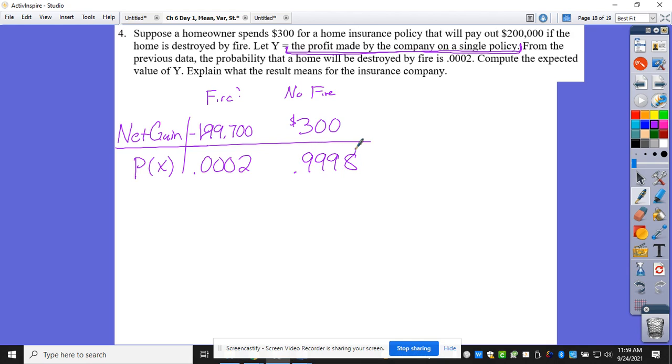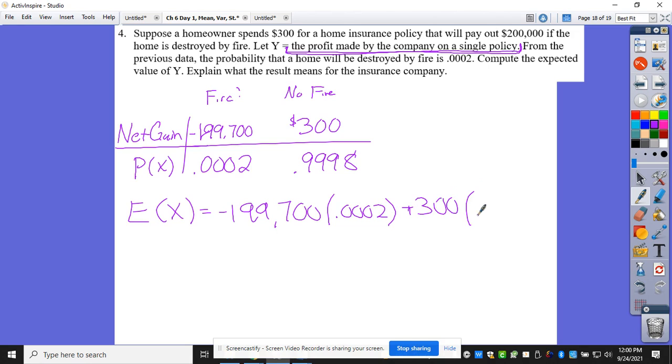Is $300 very much to pay for home insurance if they're going to replace your house? Relatively no. At first glance, looking at this problem, most people would think a $300 payment to get $200,000, there's no way insurance could stay in business because there's no way they can make up for that, right? What do you end up getting?